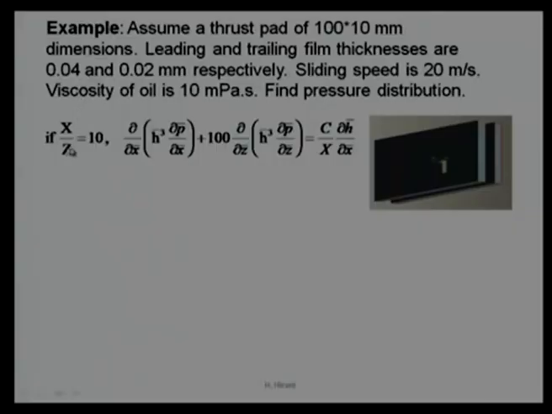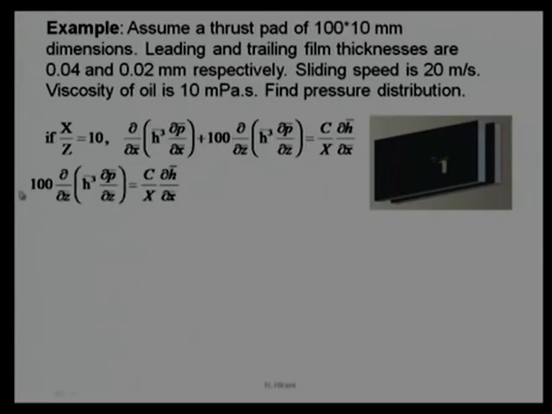When x by z is 10 times, this second term is going to dominate. In the earlier case, this value was 0.1, while in the present case this value is 10. In the earlier case, we considered this term as dominating and neglected the second term, while in the present case we are going to consider the second term and neglect the first term. That is advisable to some extent, because it is going to give good results.